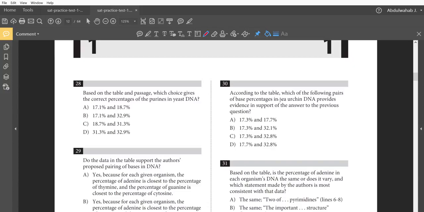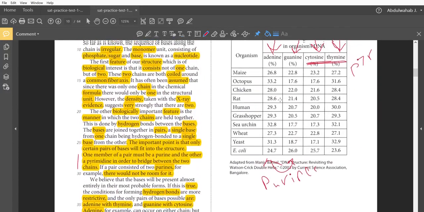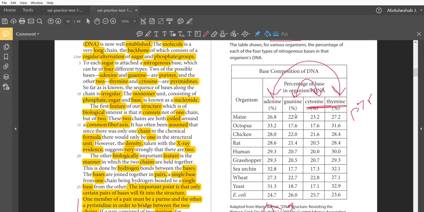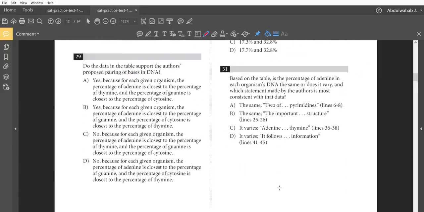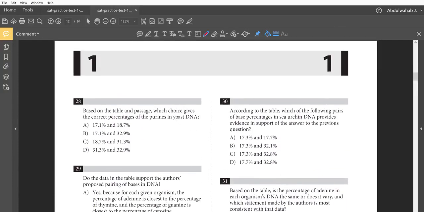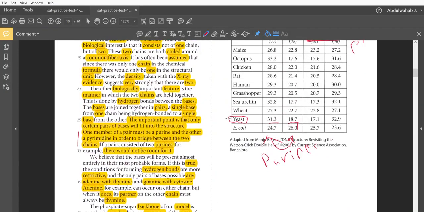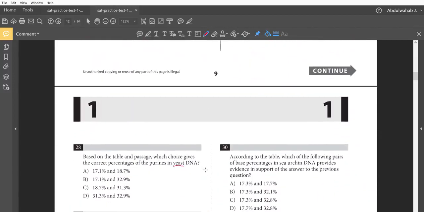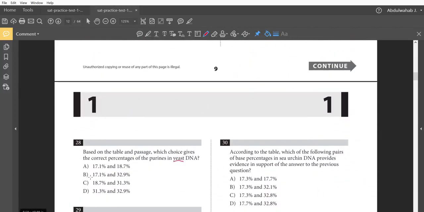Now, based on the table and passage, which choice gives the correct percentages of the purines in yeast DNA? Now, as we said, the purines are adenine and guanine, and they are asking about yeast. So the percentages for yeast are 31.3 and 18.7. So going back down, again, they asked about yeast. Okay, I forgot my numbers. So 31.3 and 18.7. There it is. That's C.